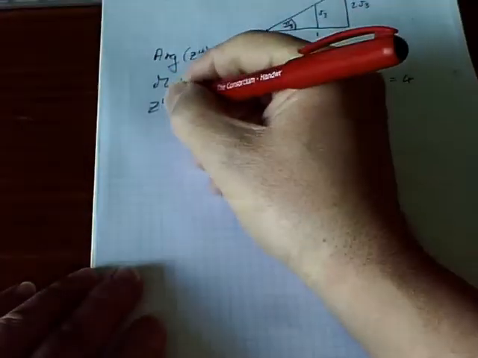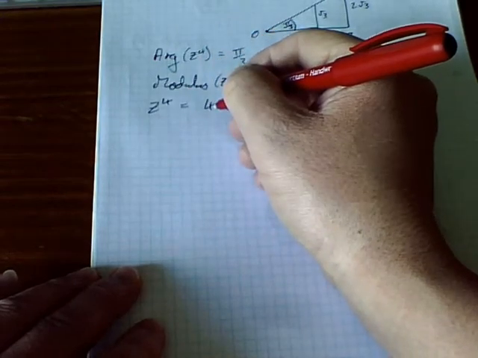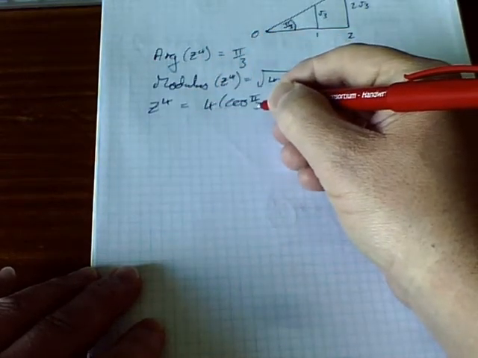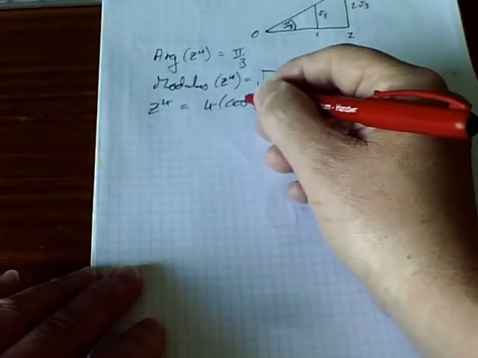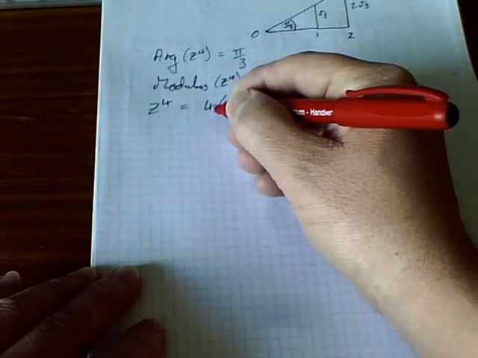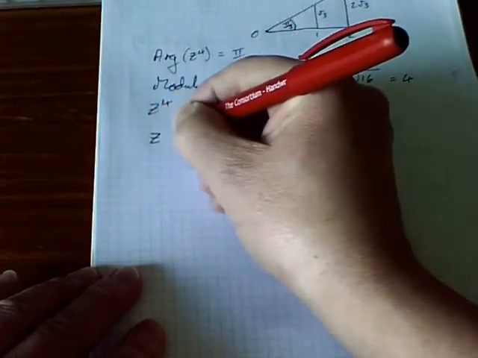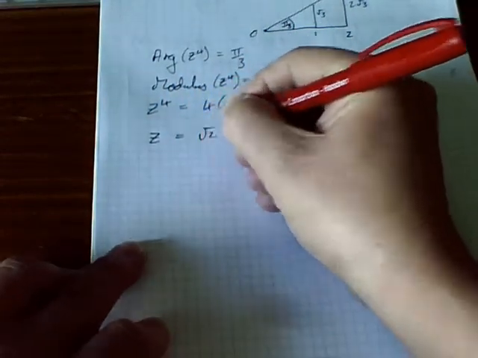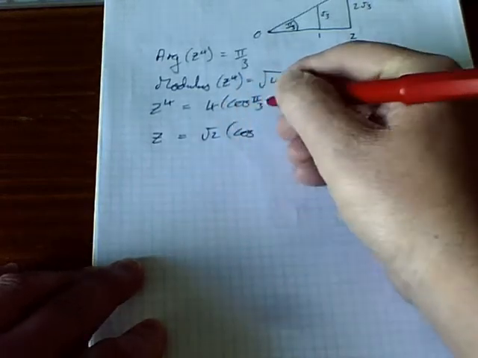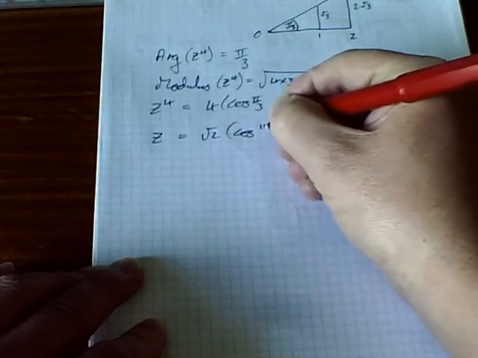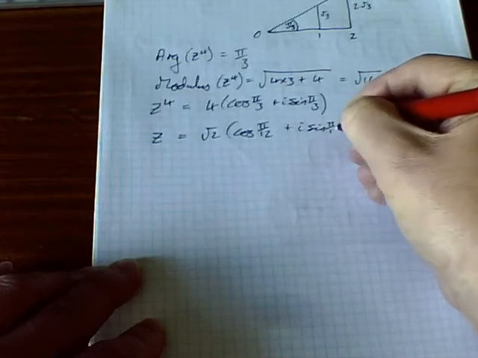Now, in order to find the root of a complex number, you have to find the root of the modulus, and then you divide the argument by the power. So if I want the fourth root of this complex number, I'm going to have to find the fourth root of 4 and divide pi by 3 by 4. So I can write down straight away that z equals root 2, because root 2 to the power 4 gets me 4, cos, now I want a quarter of pi by 3, so that's pi by 12, plus i sine pi by 12.